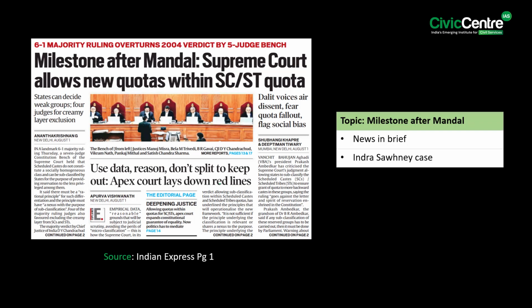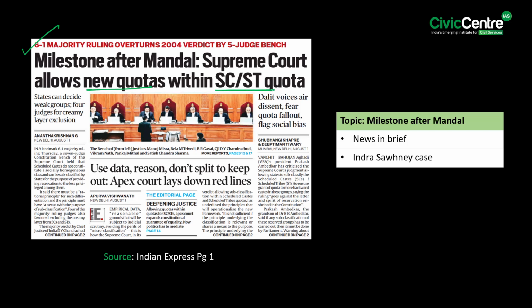The next article says that in a landmark judgment of 6-1 majority, a 7-judge constitution bench of the Supreme Court held that scheduled castes do not constitute a socially homogeneous class and can be subclassified by states for the purpose of providing reservation to the less privileged among them.